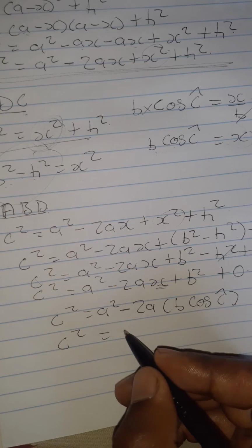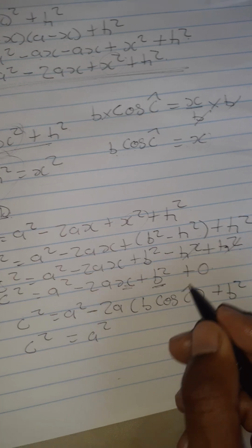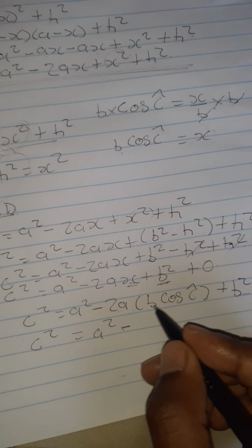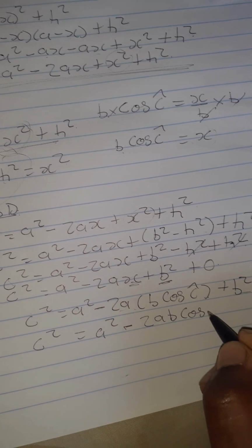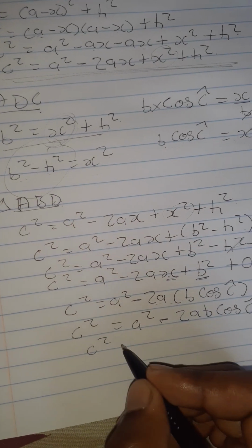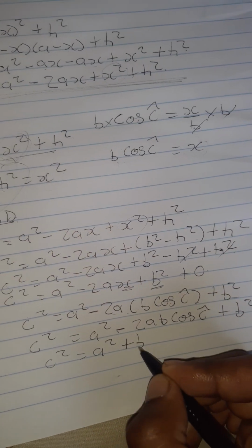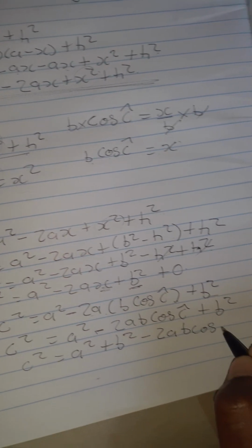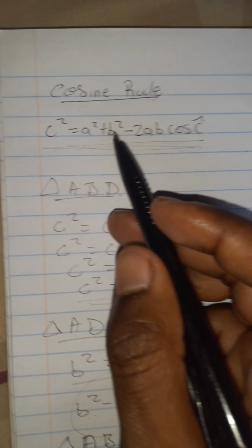c squared is going to be equal to a squared minus 2a multiplied by b cos angle C, which is going to be 2ab cos angle C, plus b squared. For the final touch, we rearrange the equation to a squared plus this b squared here, b squared minus 2ab cos C. Now this is the proof of the cosine rule.